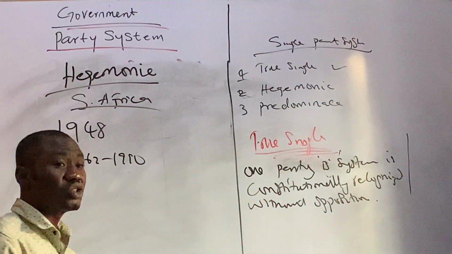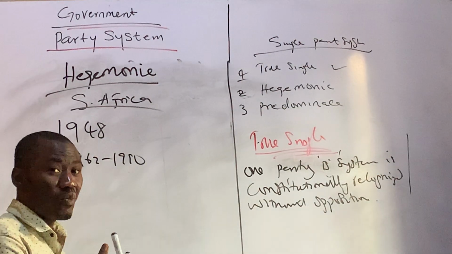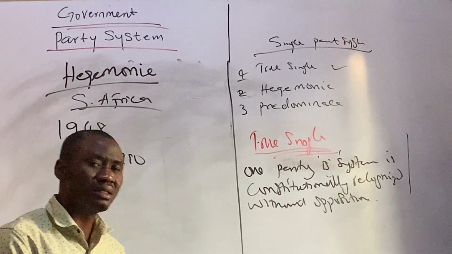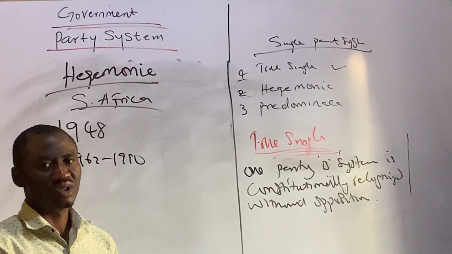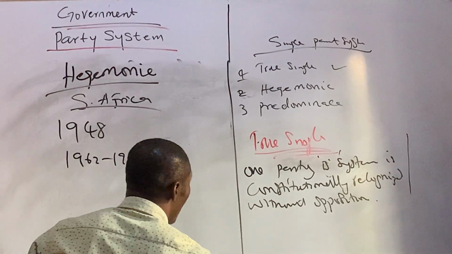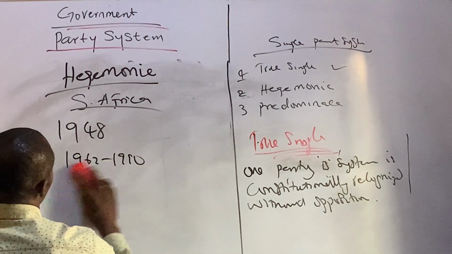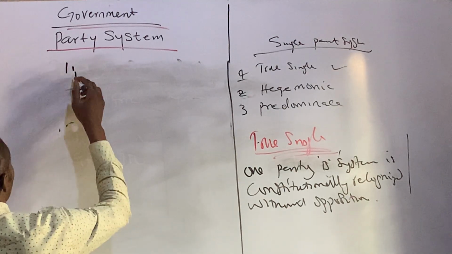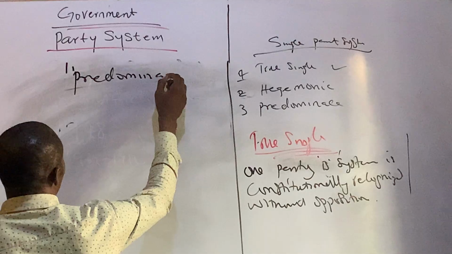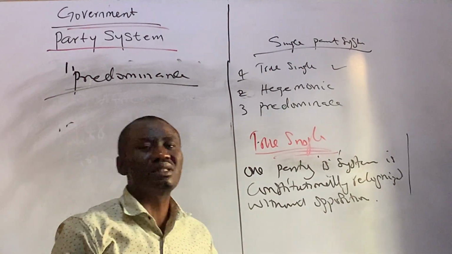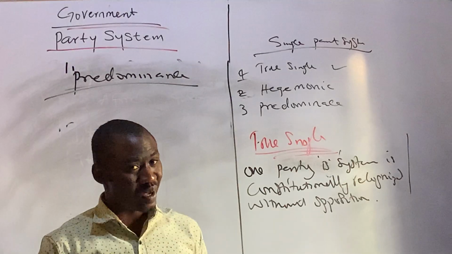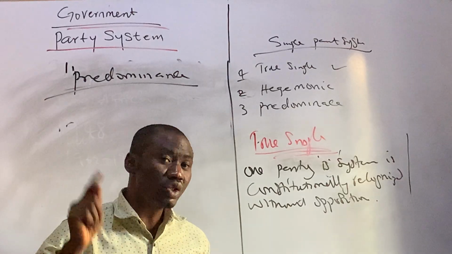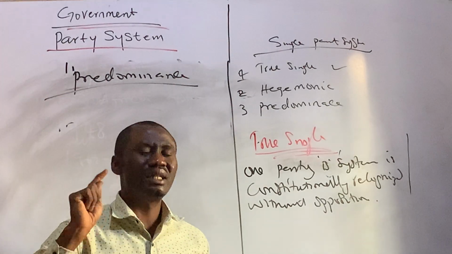Now, having said that, countries that operate this hegemonic single party system are Singapore, Tanzania, and sometimes Cameroon. All right, now we're going to the next one, which is predominance. In a predominance party system, there are other opposition parties, but a single party is elected continuously because the electorate decided to do so.